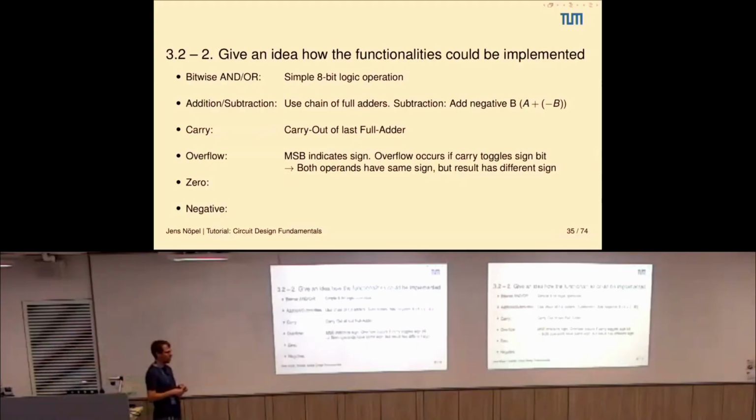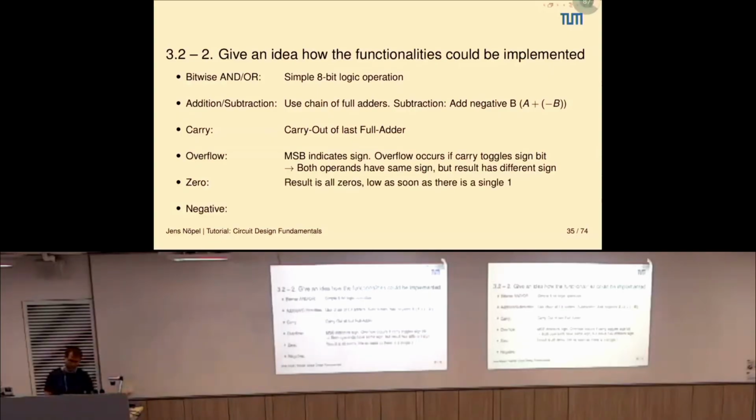And when does an overflow occur? This happens if during the calculation the MSB toggles, meaning that if both operands have the same sign but the result has a different one. So if both operands, for example, are positive and your result is negative, then obviously during your calculation your sign got mixed up. And also if you have two negative operands, then obviously your result is also wrong if the MSB toggles.